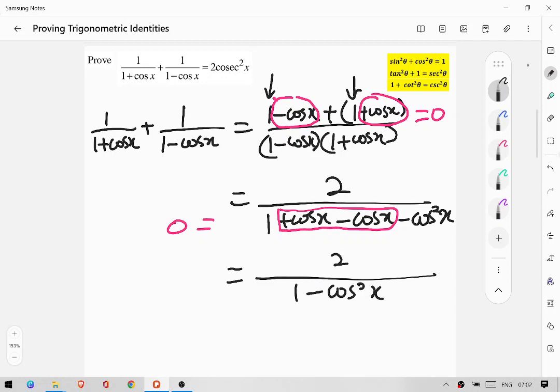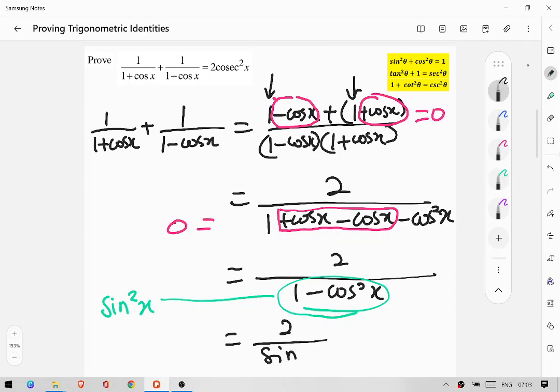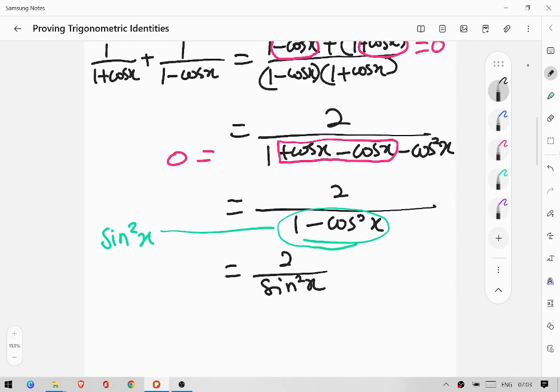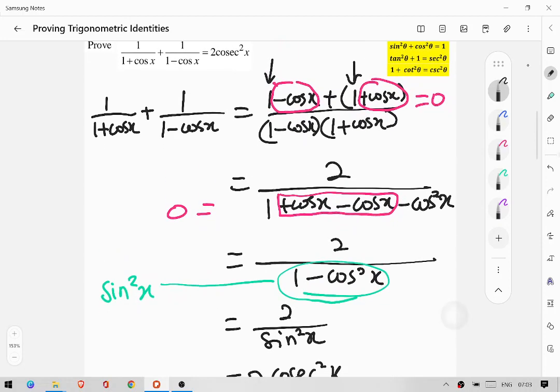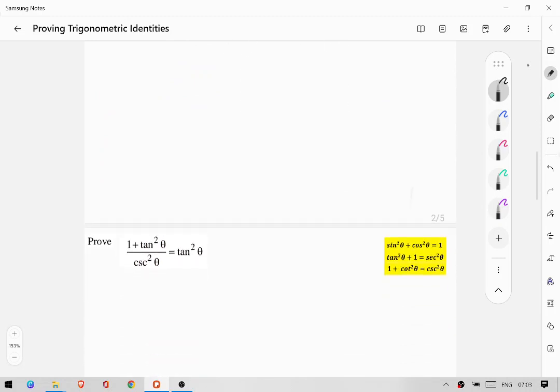Now 1 minus cos squared x is what? This whole lot equals sine squared, not theta in this case, it's sine squared x. So it's 2 over sine squared x, and then 1 over sine squared x is cosec squared x, so 2 cosec squared x. Okay, so that is the second one.